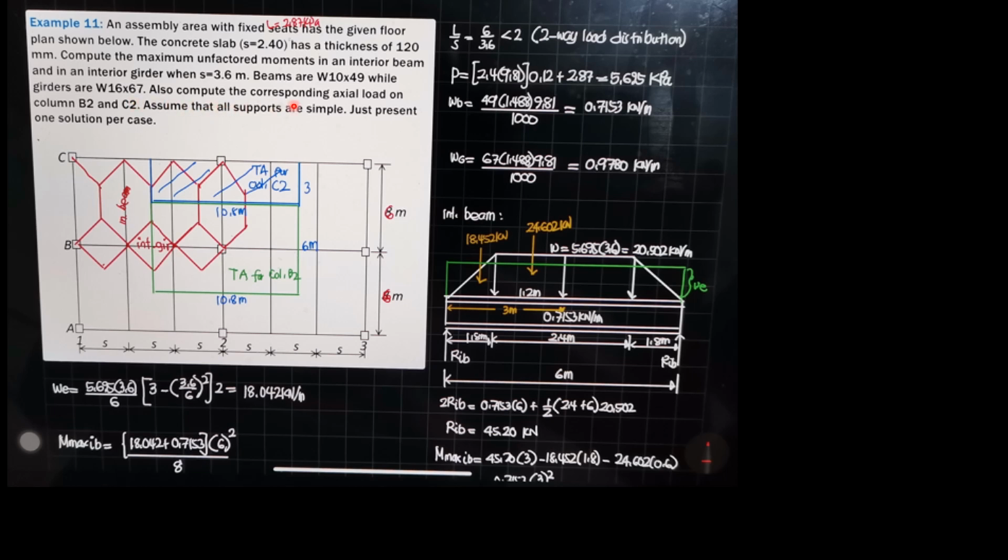Also compute the corresponding axial load on columns B2, A, B, C. So this is 1, 2. So this is column B2, this interior column here. This is the tributary area for column B2.